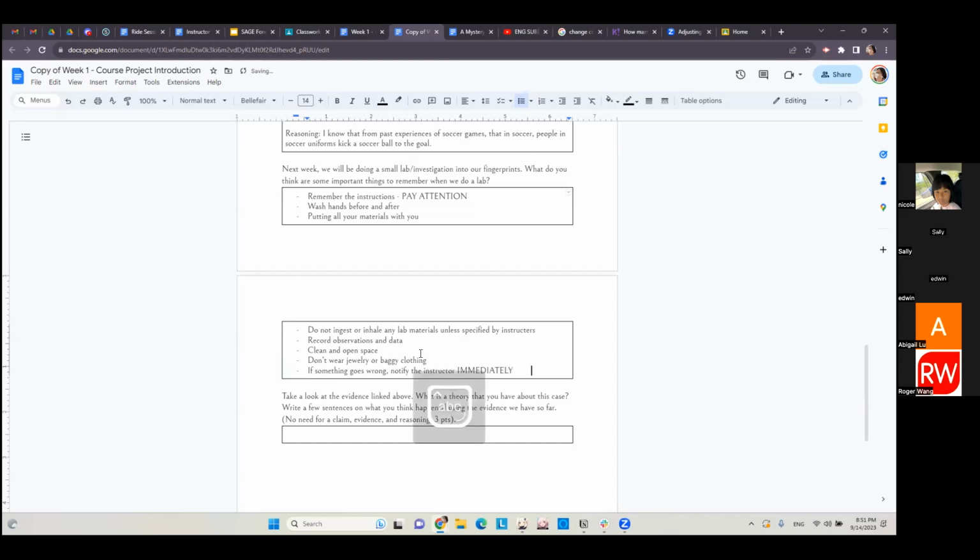The last thing I want to say is if something goes wrong, notify the instructor immediately. If you spilled something, we're probably only going to be using water, but if something spilled onto your things, notify the instructor immediately and clean up. I don't know how you'd start a fire using our lab materials, but if you somehow manage to do that, clean up and we will attempt to help you through the Zoom meeting.